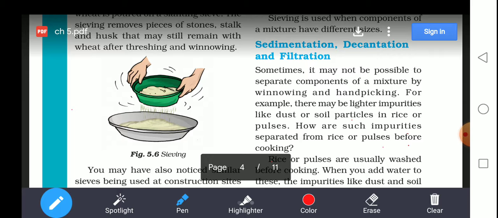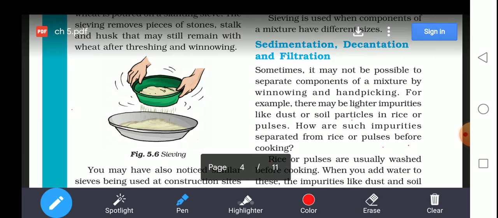Hand picking is used when the size is much larger compared to the other, smaller components. It is one of the methods through which we can separate them. Hand picking, and another one is threshing. For example, with crop plants, the seeds are removed by threshing. And next one is winnowing, which is one of the methods through which we can separate the seeds from the main crop plants.